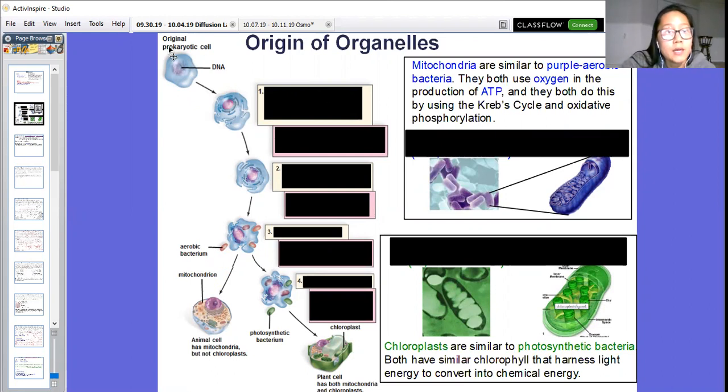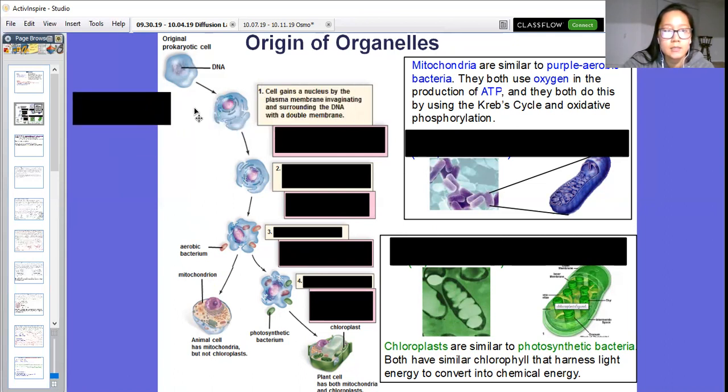So if you look here, the original cells that first started as life forms on Earth are actually prokaryotic, and we have fossil evidence and DNA evidence of that. Prokaryotes don't have a nucleus and they don't have membrane-bound organelles, but we know that eventually we evolved over time and that cells now have membrane-bound organelles like Golgi bodies, endoplasmic reticulum. They have mitochondria and chloroplasts.